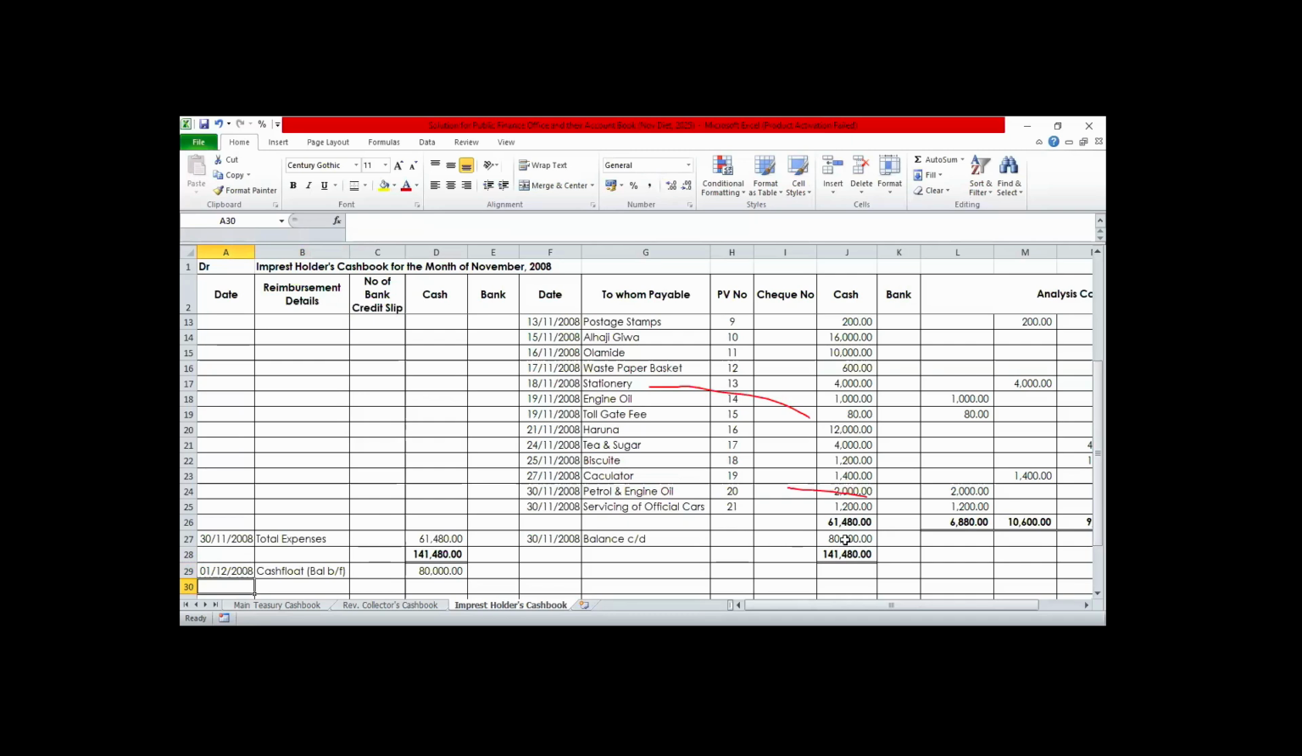Wait on, sir. Sorry, sir. These personal accounts of Alhaji Giwa, Olamide, and one other person: why are we having personal accounts as part of the imprest cash?